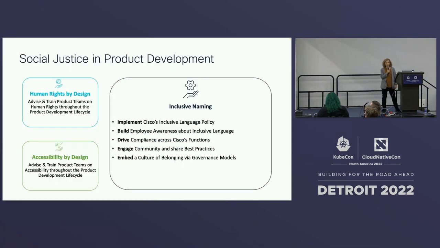And that is split into three areas. So social justice and product development has three parts. There is human rights by design. That is a group that goes to product teams, does training, talks about, have you considered these human rights parts? Have you considered how to work with the communities you're in? And just make sure that the whole product development lifecycle has that in mind. Then there's also accessibility by design. So that is where you make your product accessible maybe by screen readers, maybe by making sure that it's accessible to someone to whom keyboards aren't as accessible, right? So it's putting that into the product development lifecycle again.